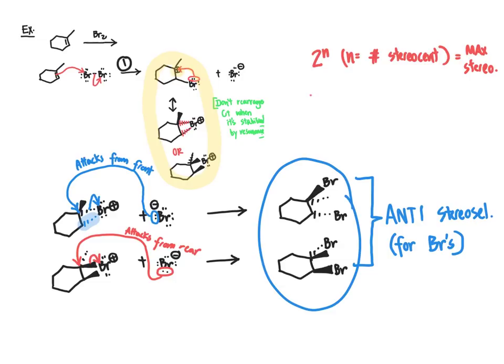So in this case, for example, 2 to the n would give us 2 to the 2, because there's 2 stereocenters in our newly formed product, which would mean there's 4 hypothetical possible stereoisomers that could result from this. But in actuality, we only make 2 of those 4. We make the 2 that I've circled in blue here, the 2 that correspond to having the 2 bromines anti. The 2 other hypothetical products would be the ones that would have the bromines cis to one another. And we don't see those being made in this reaction as major products. So therefore, the reaction is stereoselective.